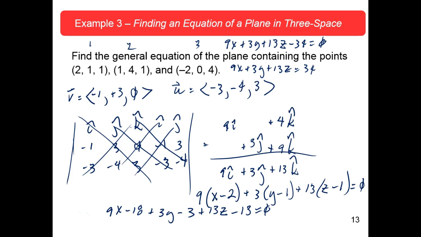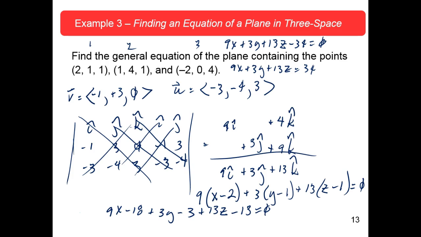All right, let's see if they came up with the same one we did. They got, I can't see it now, there it is. 9x plus 3y plus 13z minus 34 equals 0. Okay, or moving it to the other side.